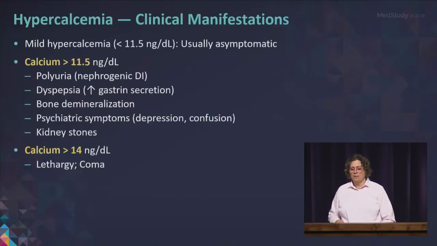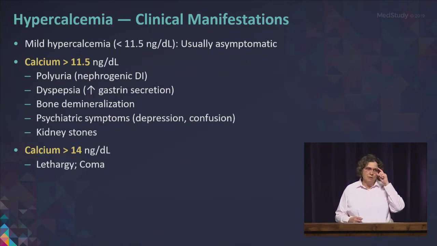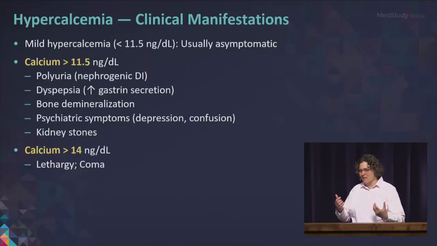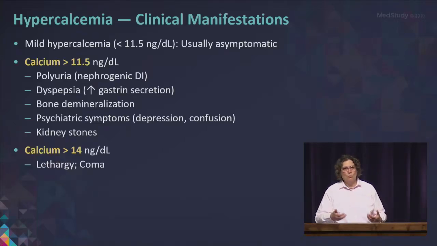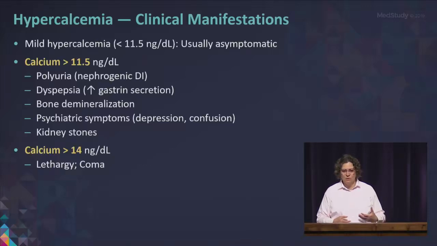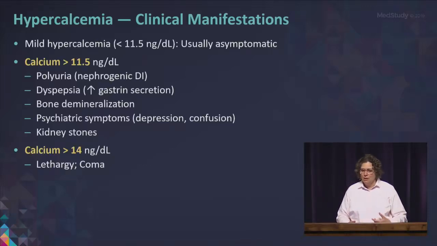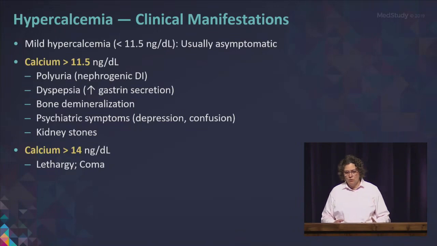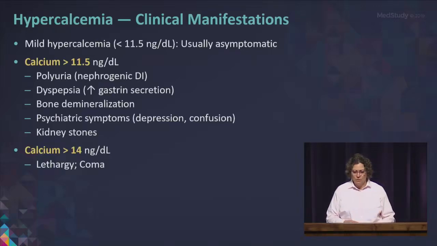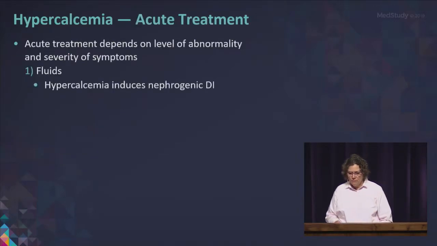And so what are the clinical manifestations? Usually if it's mild, it's asymptomatic. That's why the cutoff for surgery is greater than 1 point above the upper limit of normal, because generally less than that, you're not getting a lot of symptoms. Once it does start to go higher, then you can see the nephrogenic diabetes insipidus causing polyuria, dyspepsia, bone demineralization, kidney stones. And once it's greater than 14, that's where it puts you at risk for lethargy and coma.